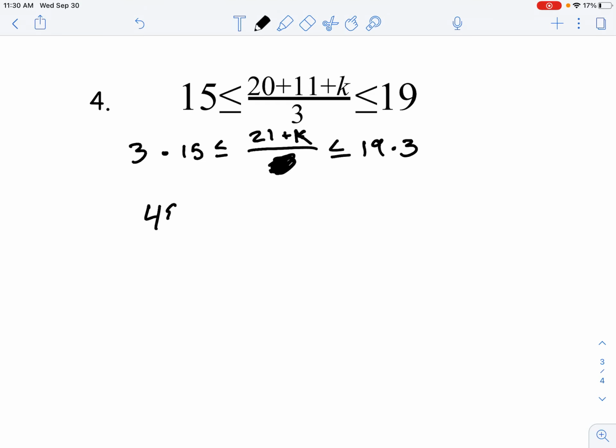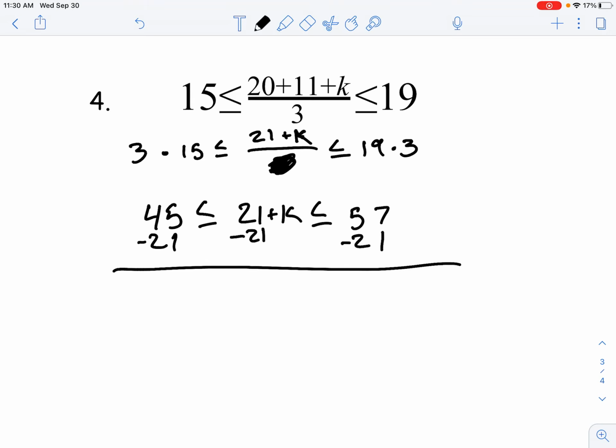So this would be 45 on this side, less than or equal to 21 plus k, less than or equal to 19 times 3 is, what is it? 57? I believe that's right. Hopefully I'm right. Now we can subtract 21, subtract 21, subtract 21. So 45 minus 21 would be 24. These cancel out. I'm left with a k. 57 minus 21 would be 36.